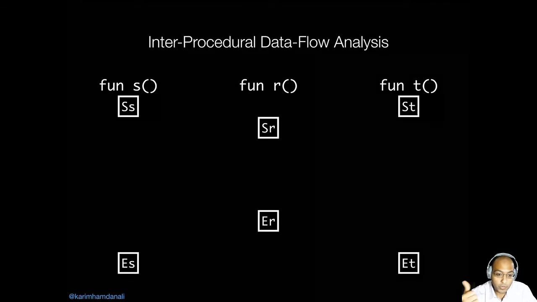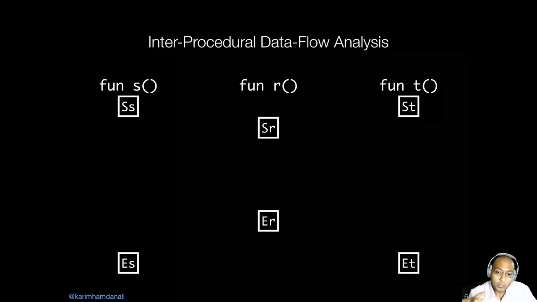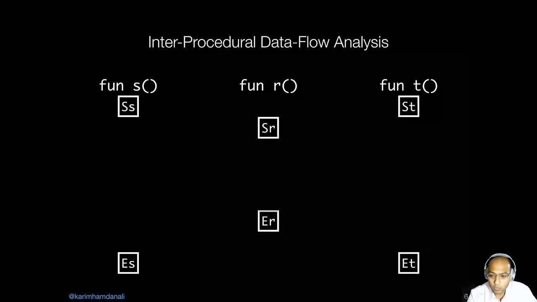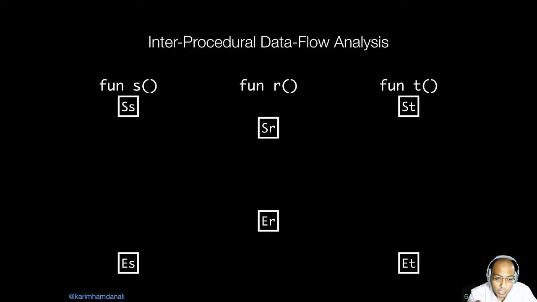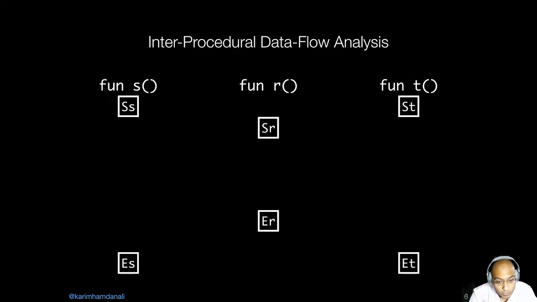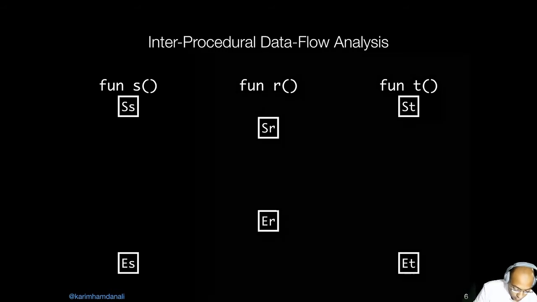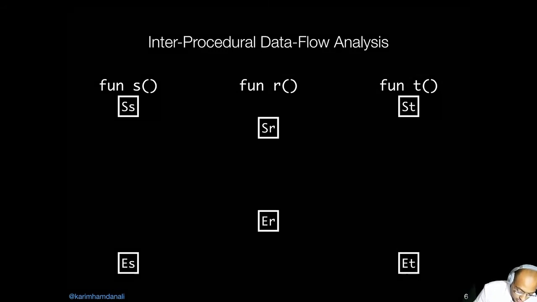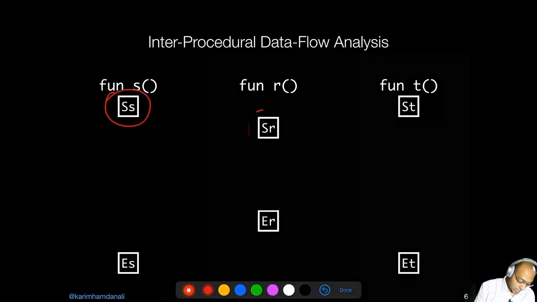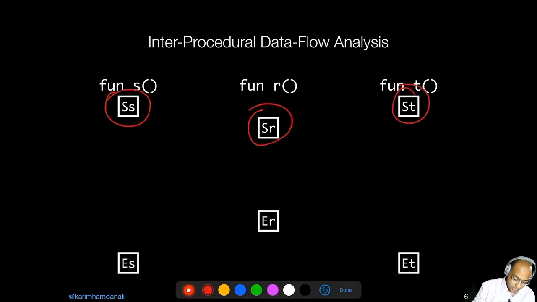So the first thing we're going to do is enhance the control flow graph for each method with a few more nodes. We're going to sprinkle some nodes on the control flow graphs of those methods to see how we can combine them together. For each method, we're going to have a starting node: start of S, start of R, start of T. We're also going to have an end node: end S, end R, and end T. These are additional nodes in the control flow graphs.